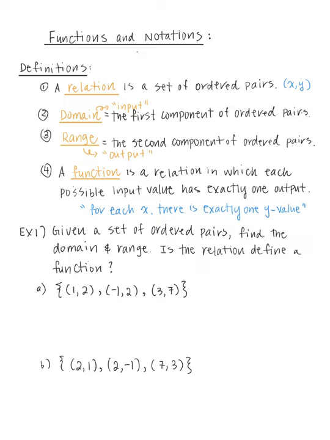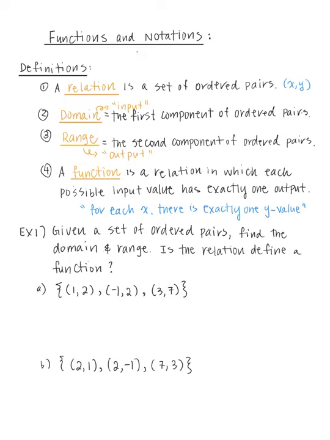All right, now let's go with the definition number 4. A function is a relation in which each possible input value has exactly one output, meaning for each x, there is exactly one y value. Okay, so to explain that, let's do some examples.